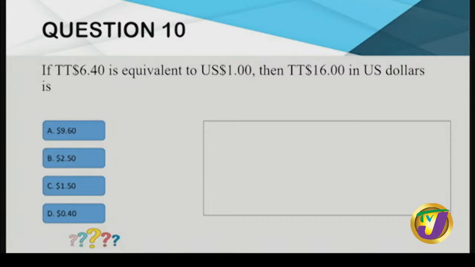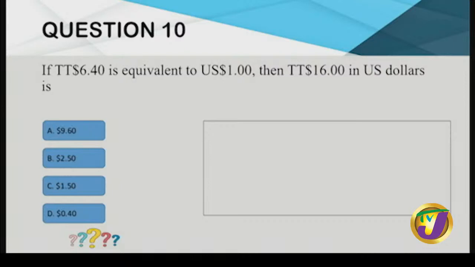All right, I want some too, you know. I'm going to be looking at this question now. So we're comparing TT and US dollars. Awesome. So we're given the rate: $6.40 equivalent to $1 in the US.